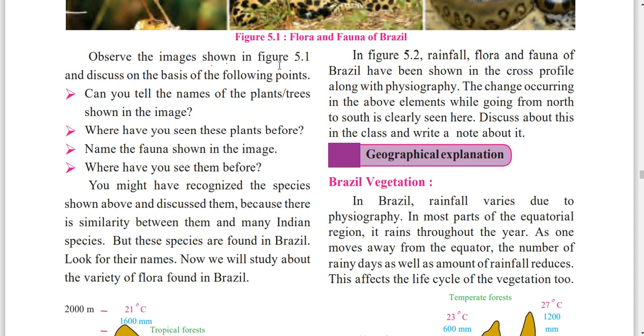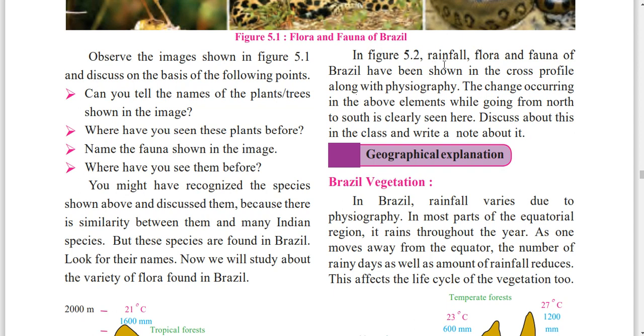Observe the images shown in figure 5.1 and discuss on the basis of the following points. Can you tell the names of the plants or trees shown in the images? Where have you seen these plants before? Name the fauna shown in the image. Where have you seen them before? You might have recognized the species shown above and discussed them because there is similarity between them and many Indian species, but these species are found in Brazil. Look for their names. Now we will study the variety of flora and fauna in Brazil.